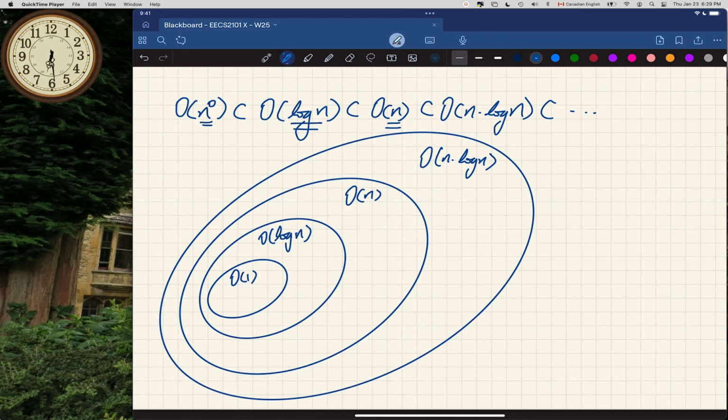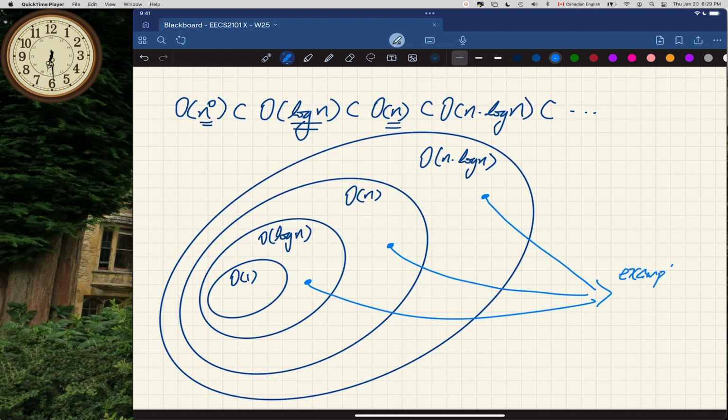And some exercises you can try. Can you find as many witnesses as possible? What can be some member that's exactly here? What can be a member that's here? What can be a member that's over here, right? Give some ideas. For example, here you want to give a function that can be upper bounded by log n, but it cannot be upper bounded by constant, right? Something like that. Yeah, it's really worth diving into.